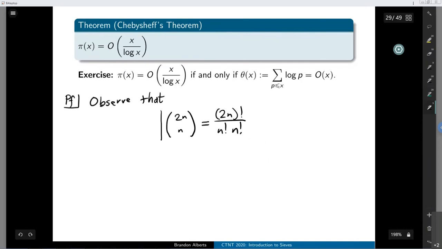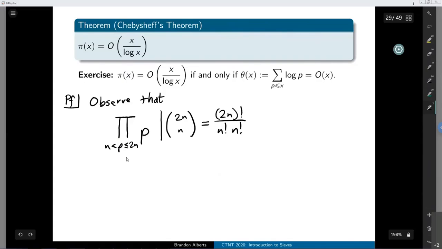Now this number, we can look at all the primes that divide this number, and it's divisible by a lot of primes. It's a pretty big number. But at the very least, all of the primes that are between n and 2n have to divide this binomial coefficient.